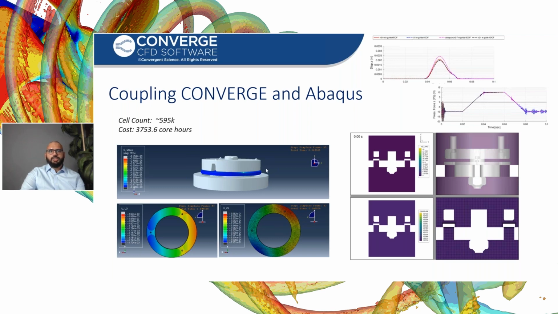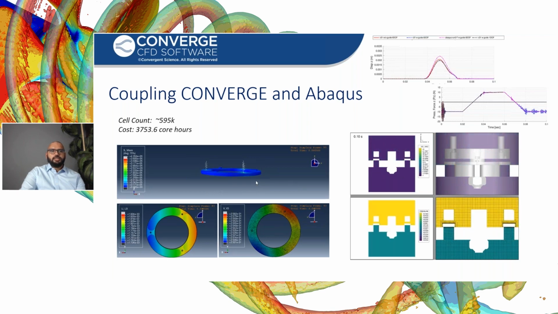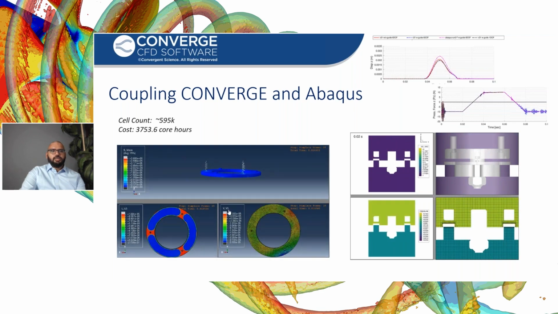Here now we are using a deforming setup from Abaqus. From CONVERGE's side, it looks very similar to what we saw with the rigid body case. You have the pressure building up, the valve opens and closes. And here you can see the corresponding view from Abaqus's perspective. Abaqus gets the forces from CONVERGE every time step. It calculates the deformation, and that deformation is passed back into CONVERGE, and so on, and the simulation progresses.